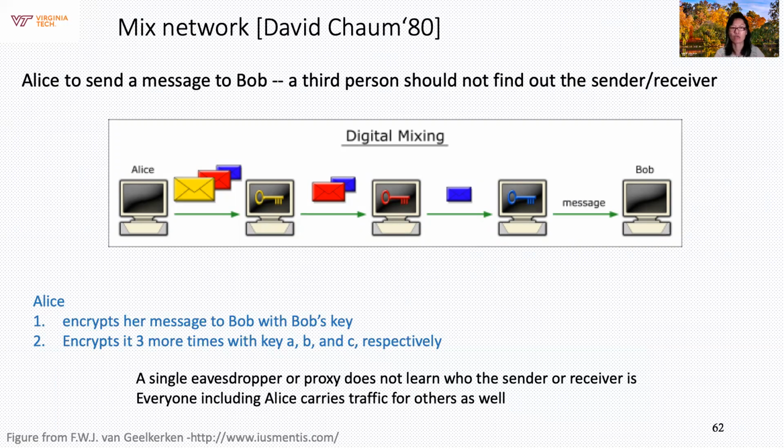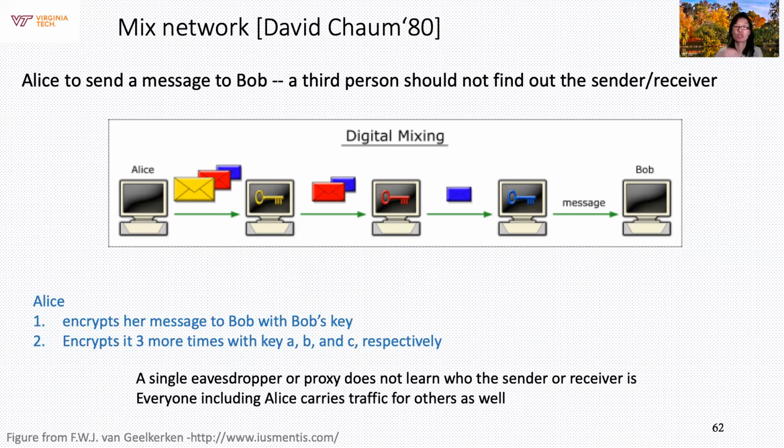Say Eve is monitoring one machine. If Eve monitors the whole internet, collects all the routers, of course she will be able to have a better guess. But if Eve just has access to a small number of machines, what Eve would be able to see is just some encrypted traffic going in and encrypted traffic going out. But then it has to eventually reach Bob, right?